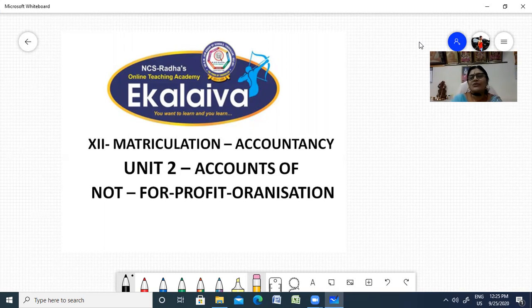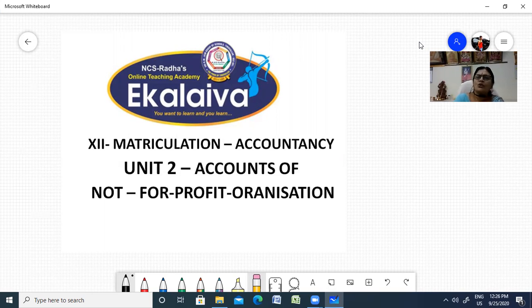Now, in this class, you're going to learn how to prepare the income and expenditure account. The income and expenditure account is a summary of your income and expenditure in that particular year. In a not-for-profit organization, it is prepared at the end of every year, just to know the surplus or the deficit of that particular year. So, it is a nominal account.